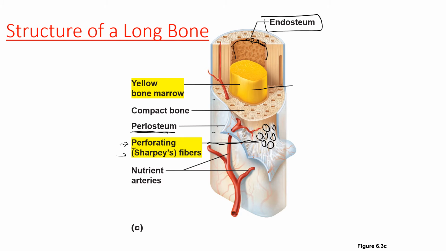Notice the yellow bone marrow inside the marrow cavity of the diaphysis of the bone. Yellow marrow is made of a fatty tissue.